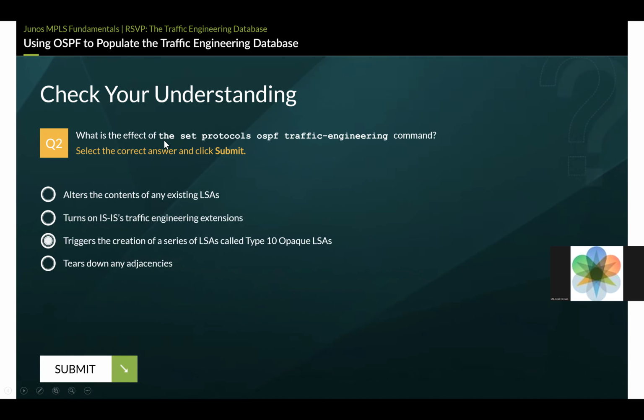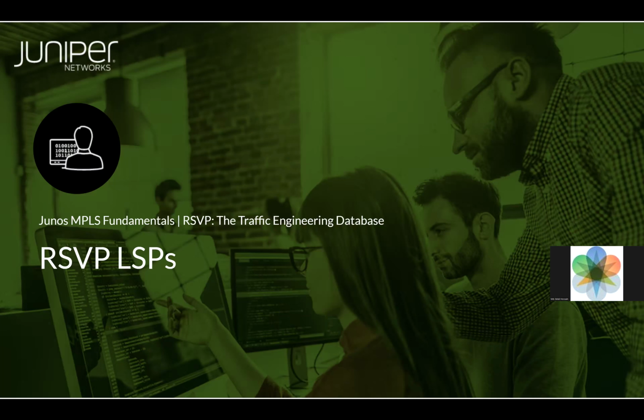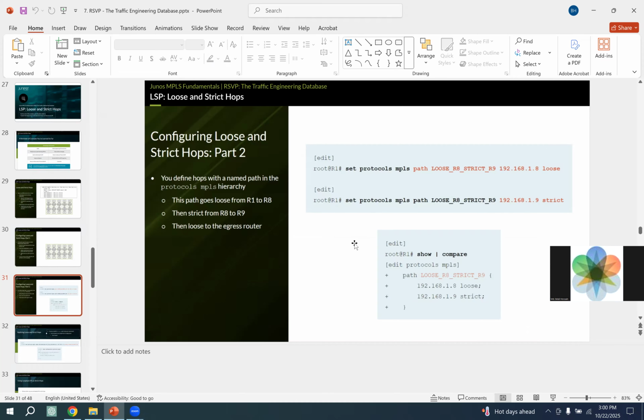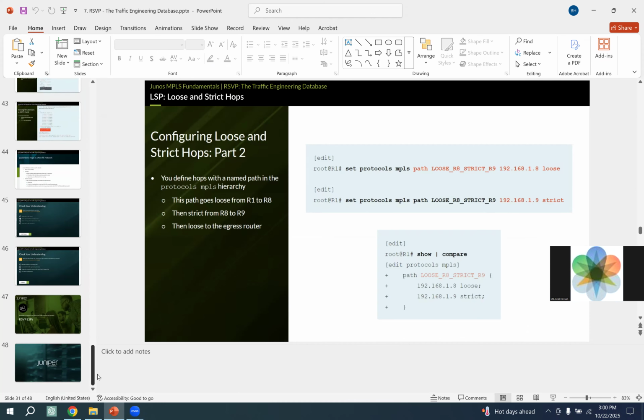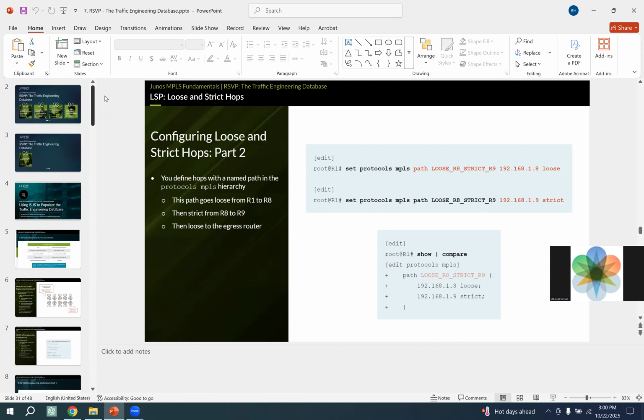What is the effect of the set protocol OSPF traffic engineering? This basically enables the TE database in the OSPF protocol, and triggers the creation of a series of LSAs called type 10 opaque LSA. Type 10 LSA will be generated when you configure traffic engineering under the OSPF protocol. So let's go to our lab and see how to configure this. Our discussion has finished.